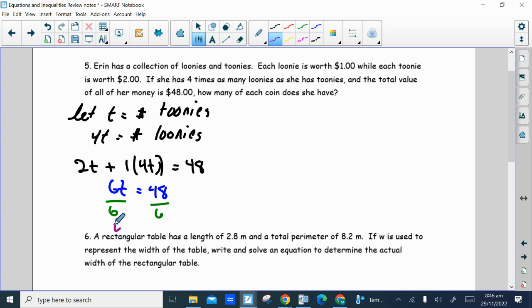And that gives us an answer for t to be 8. So she has 8 toonies. That's what t is. And the number of loonies is 4 times that. 4 times 8 is 32.